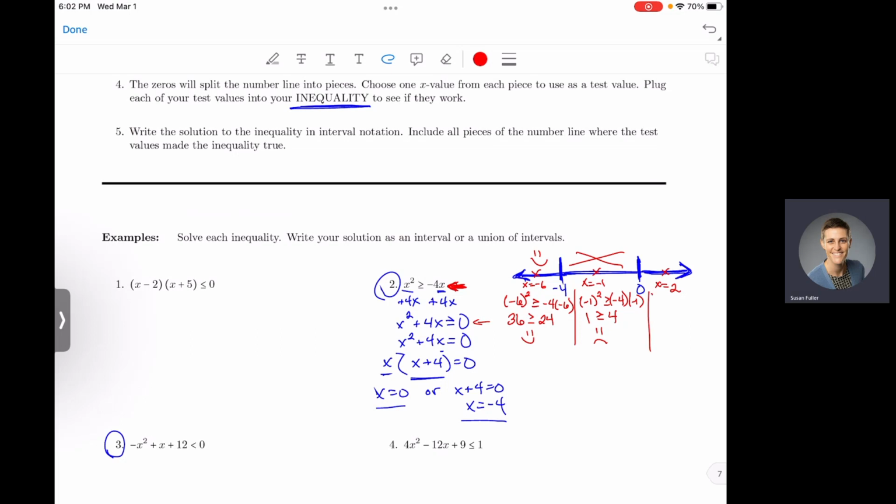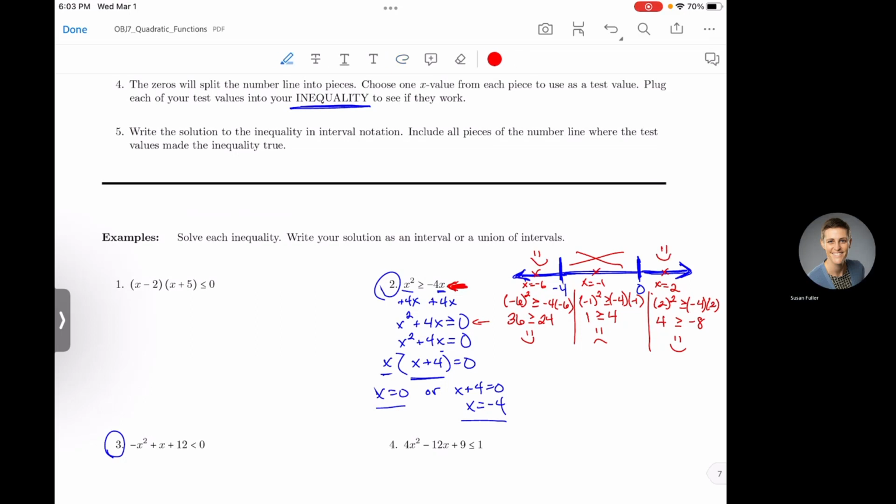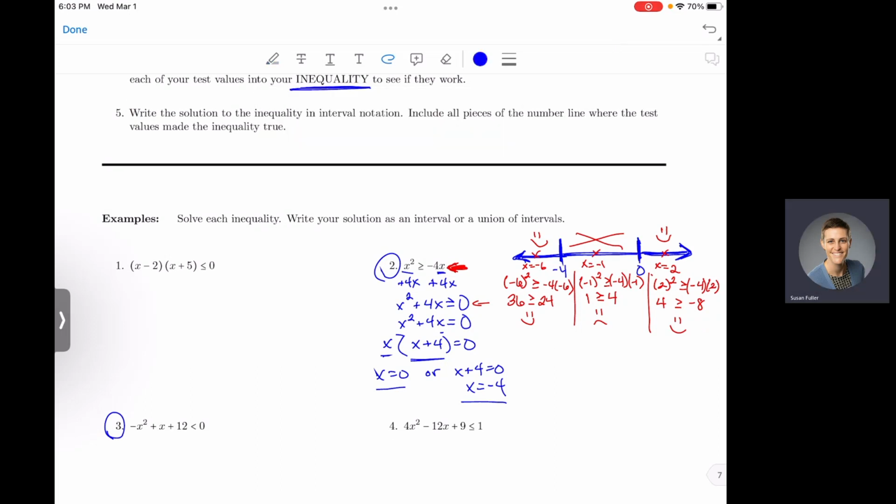And then we just have to test this other piece. X equals 2. When I plug that one in, I get 2 squared is greater than or equal to negative 4 times 2. So 2 squared is 4. Is that greater than or equal to negative 4 times 2, which is negative 8? 4 is greater than or equal to negative 8. That one works. Okay, so now I have all test values, and now I can write the solution.